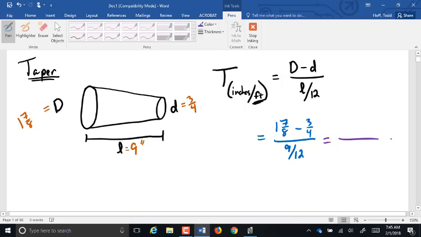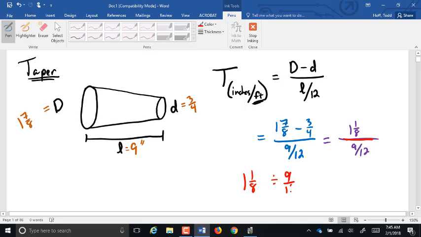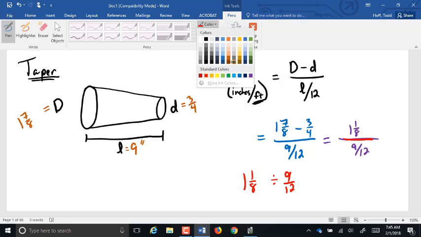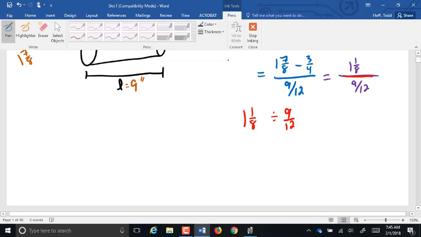Now here's where your prowess with fractions comes in a little bit. 1 7/8 minus 3/4 is 1 1/8. This means divide. So this is 1 1/8 divided by 9/12. How do we divide fractions? We could use decimals, and these actually both do come out to be neat decimals, but a lot of times they'll come out to be repeating or something like that.